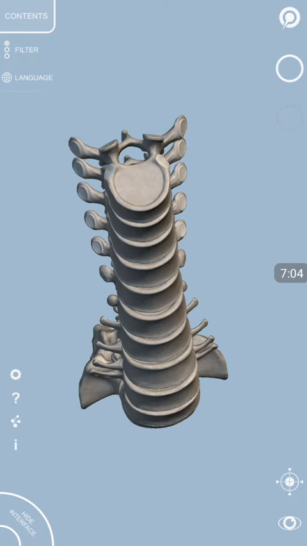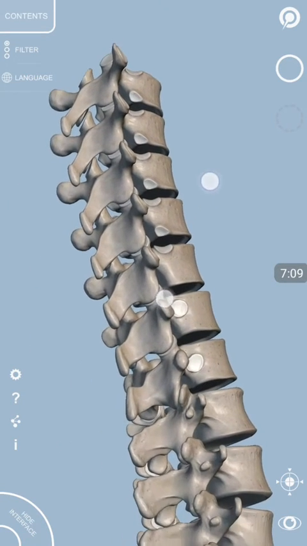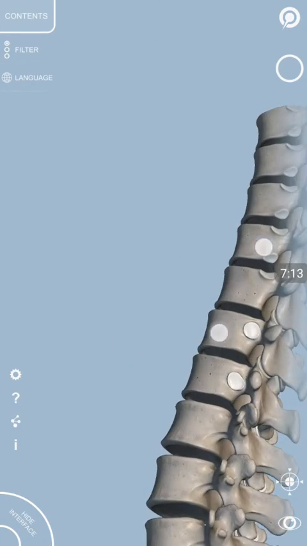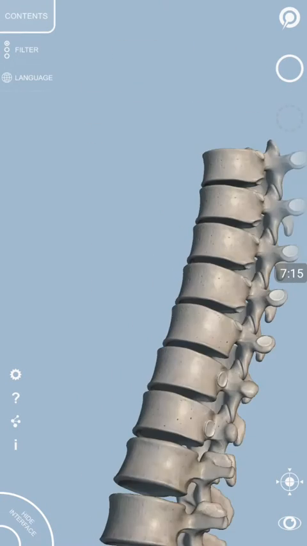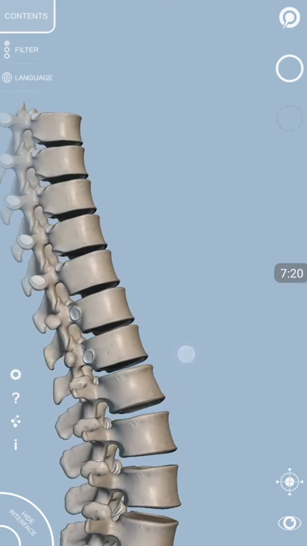So likewise, these were the features of the atypical thoracic vertebrae, and I hope that you have got insight into the topic that I was trying to explain.